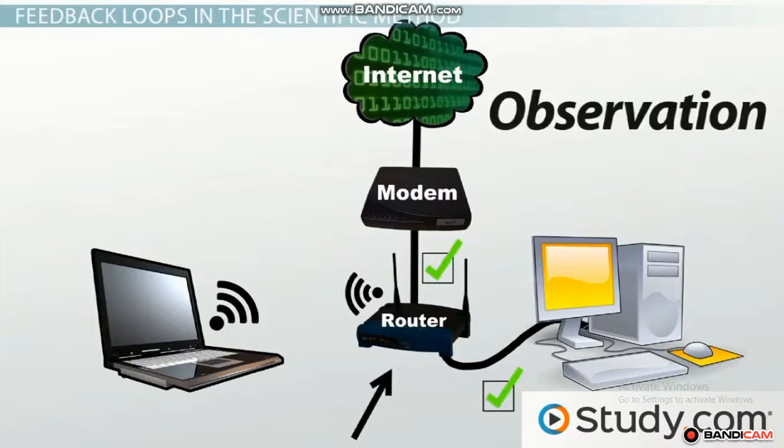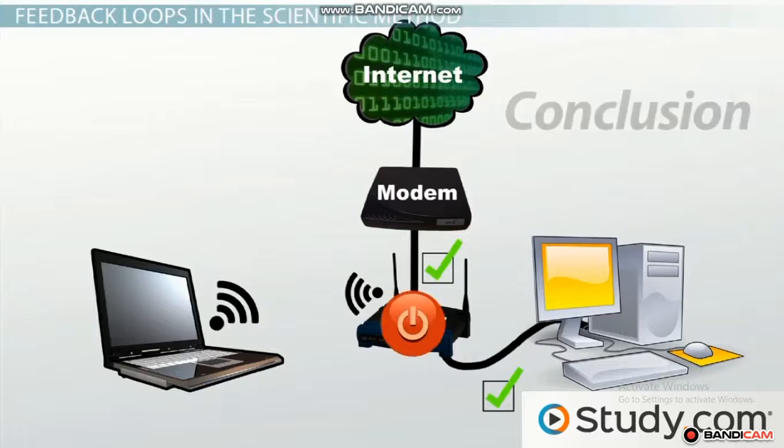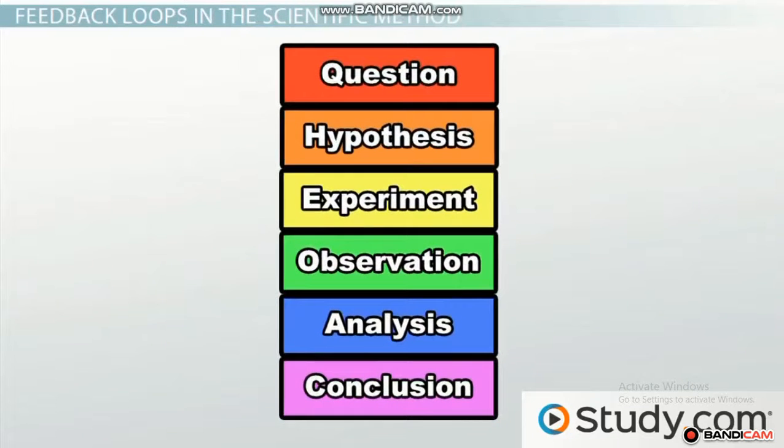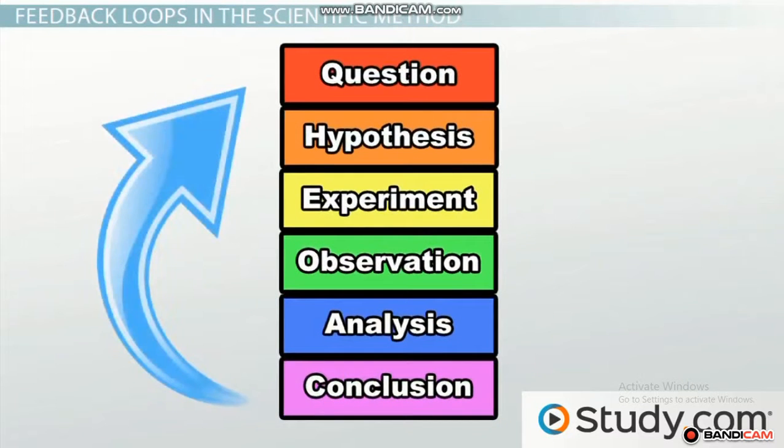My observation was that both cords were plugged in and that the router was off. I analyzed the evidence, and my conclusion was that I couldn't connect to the internet because my router was off. Are you seeing a pattern here? Once I came up with one conclusion, it left me with another question that I needed to answer. From every question, I got a hypothesis. From every hypothesis, I got an experiment, and from every experiment, I got observations that led me to more conclusions.